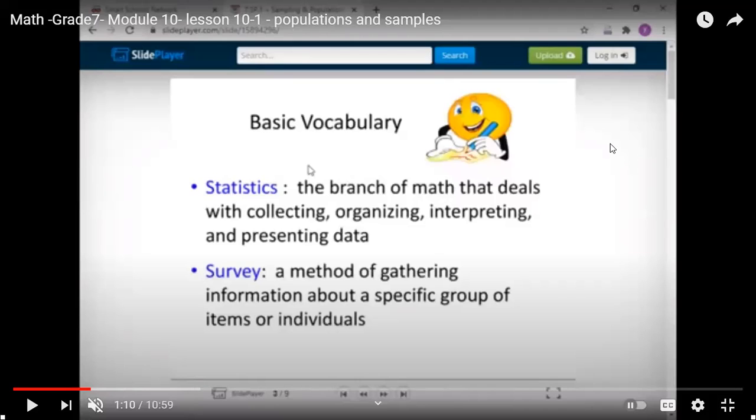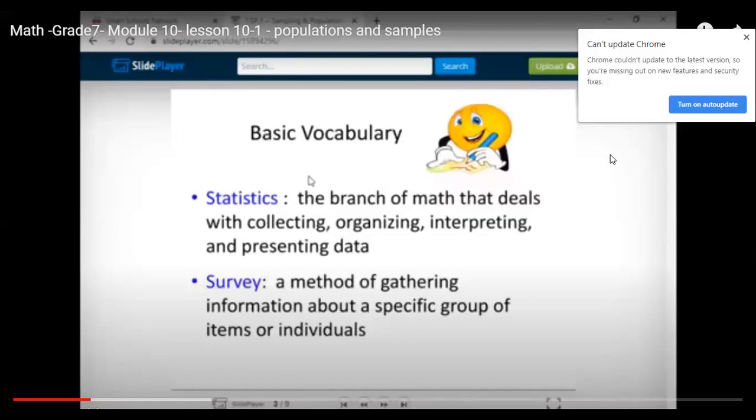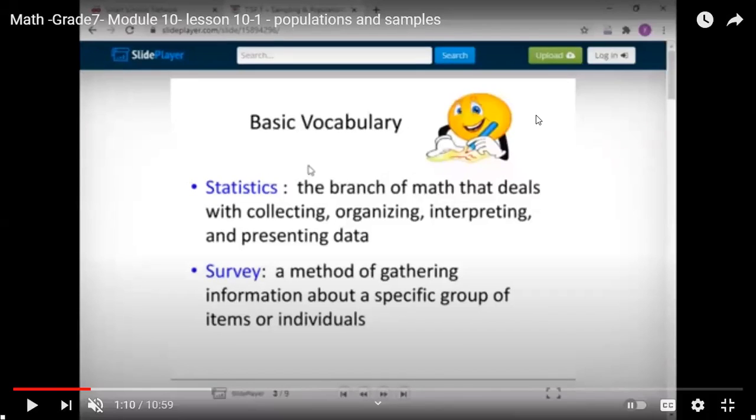Then, what is the meaning of statistics? When you hear the word statistics, what's the meaning? The branch of math. Yes, it's a branch of math, and what does this branch of math deal with? Collecting data. If you want to collect data, organize the data, interpret or present the data, we are going to use statistics.